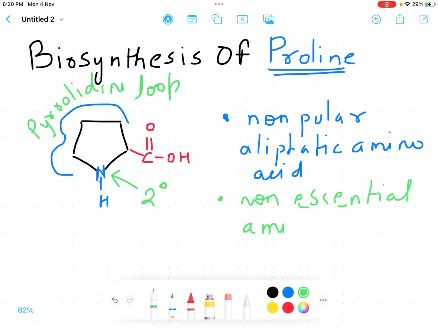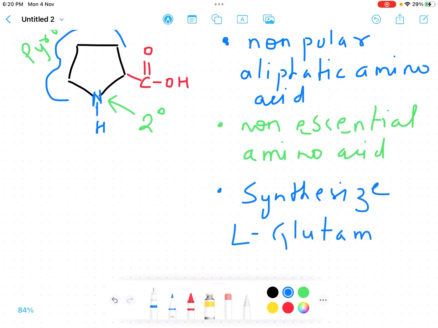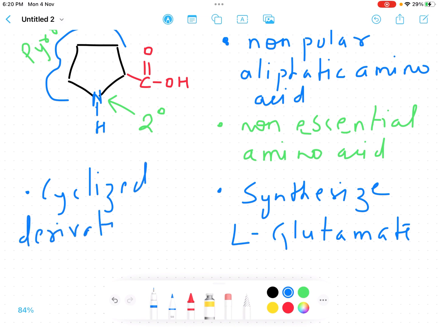And for the synthesis of proline, we need a precursor, and that precursor is L-glutamate. Proline is synthesized from L-glutamate. Now, L-glutamate can also be used for the synthesis of other amino acids. We will discuss that in a minute. But if you look at the structure of proline, basically it's a cyclized derivative of glutamate.